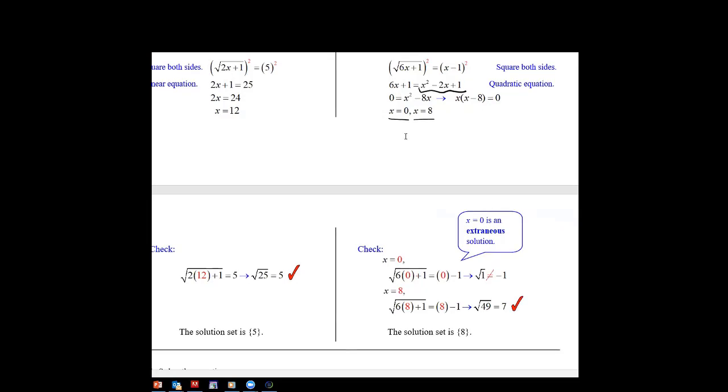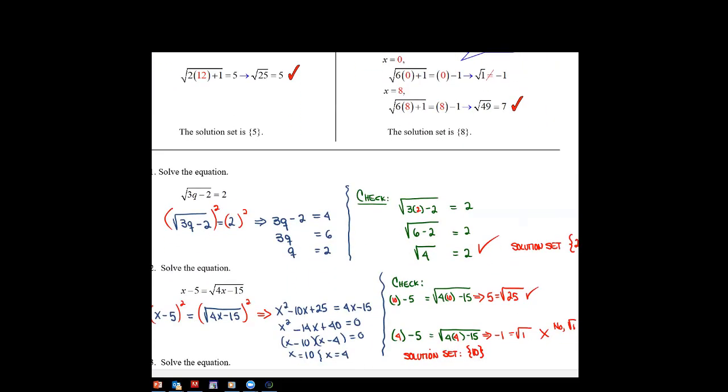And 0 is not going to be a correct answer, because if I substitute 0 for each x, it's not going to work. It's not going to be equal. So you always have to check your answer at the end. It's really important. Okay, so let's go over this other example.